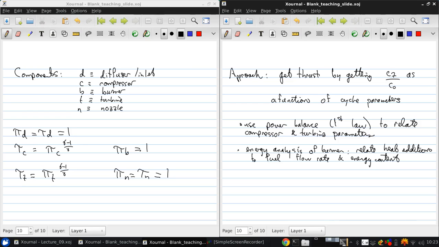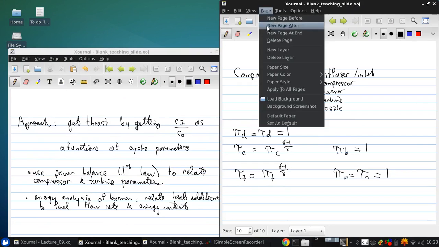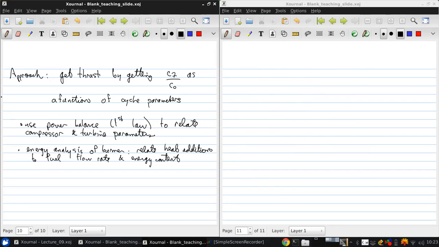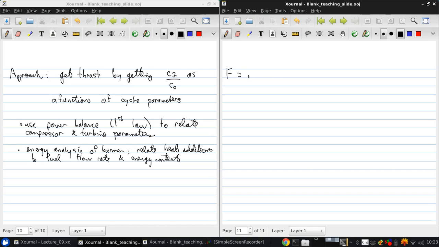Okay. So, start a new page. For the thrust, F is m dot a, for air, times 1 plus f, where f is the fuel flow rate fraction, I'll define that in a moment, times C7 minus C0, plus the pressure term, minus P0 times A7. So this is just applying our station definitions to our general thrust formula. But f is m dot fuel over m dot air, m dot f over m dot a. And this is typically much smaller than 1, usually on the order of 3%, perhaps.